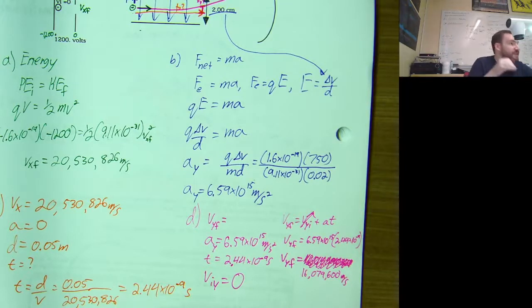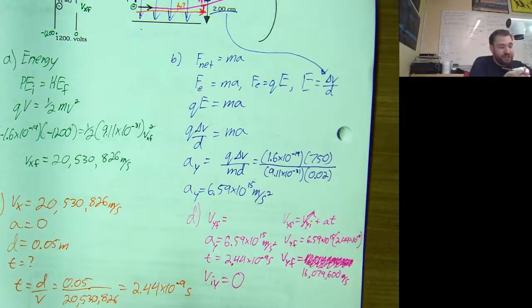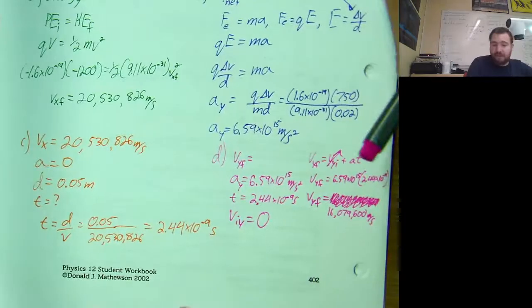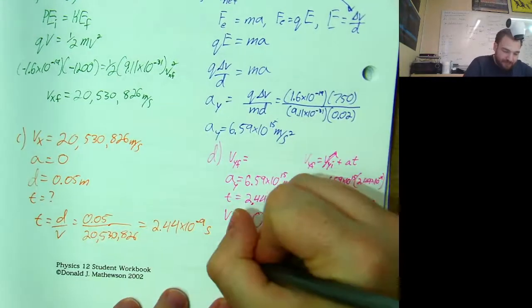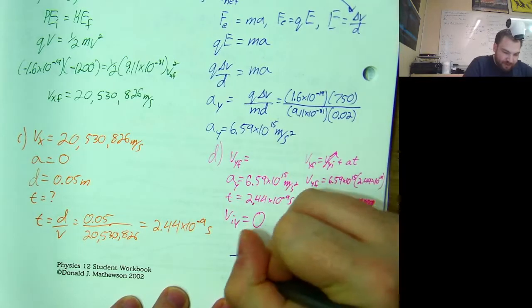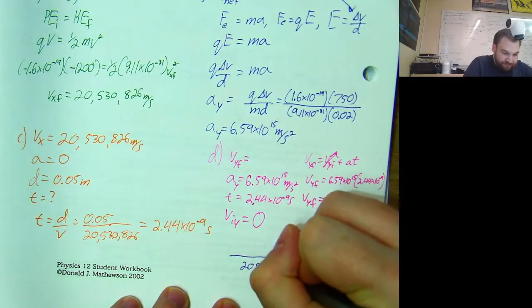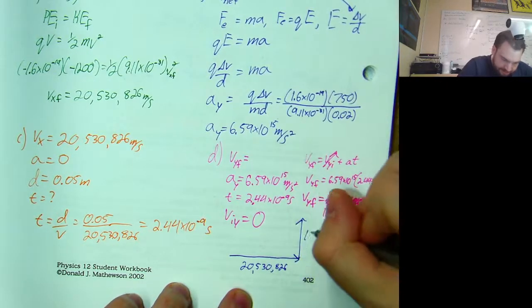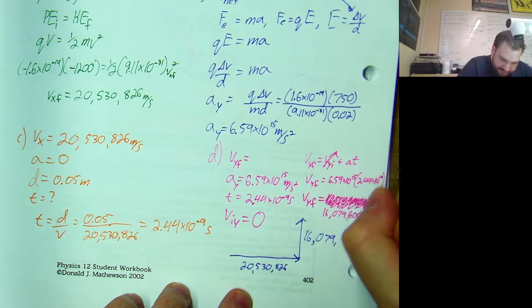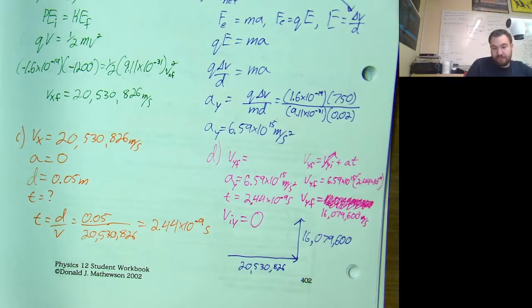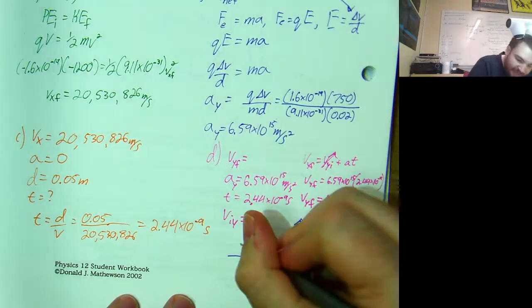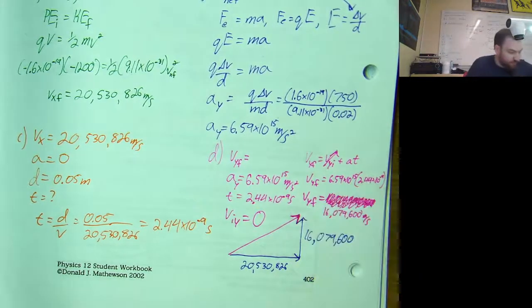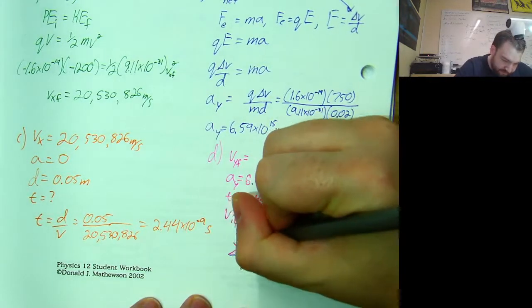So that is the velocity in the y direction. We don't want the velocity in the y direction. We want the overall speed and direction of this thing. So we're going to have to combine its horizontal velocity of 20,530,826. Yeah, that's the horizontal component. Here's the vertical component, 16,079,600. To give us a particle that's actually going that way, with some speed v.